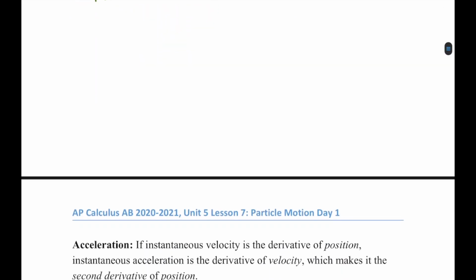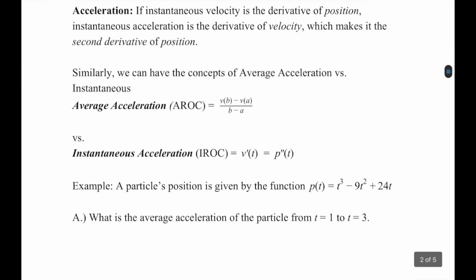So let's move on to the second concept here, acceleration. If instantaneous velocity is the derivative of position, instantaneous acceleration is the derivative of velocity, which makes it the second derivative of position. So really important concept here. Acceleration is the change in velocity at an instant, so v prime of t, which is the second derivative of position, since velocity is the derivative of position.